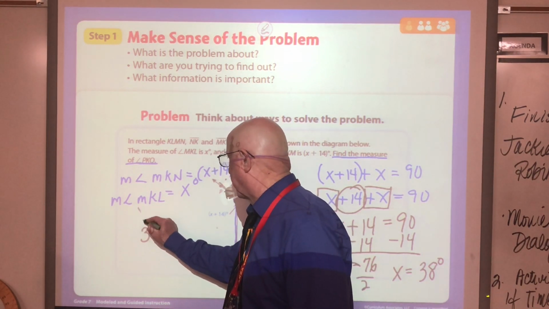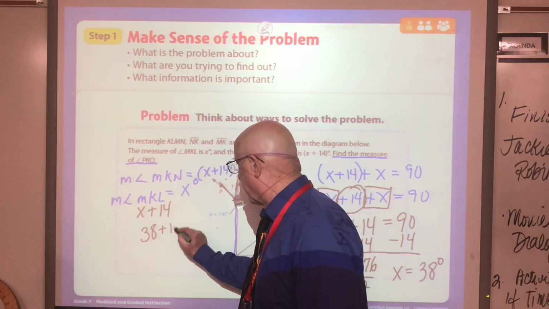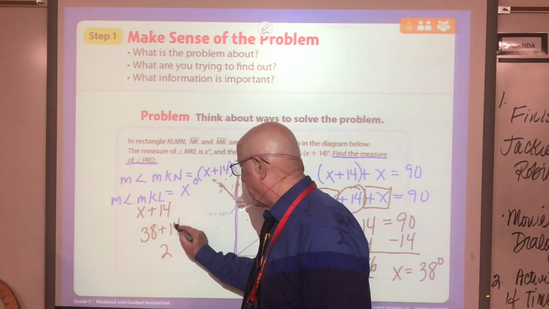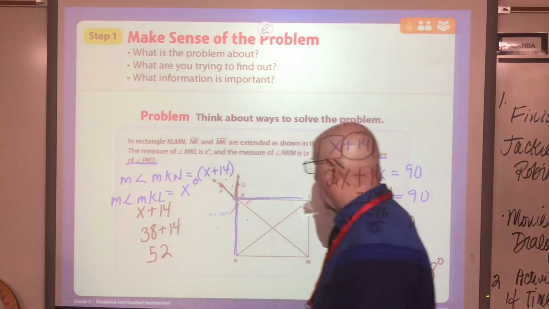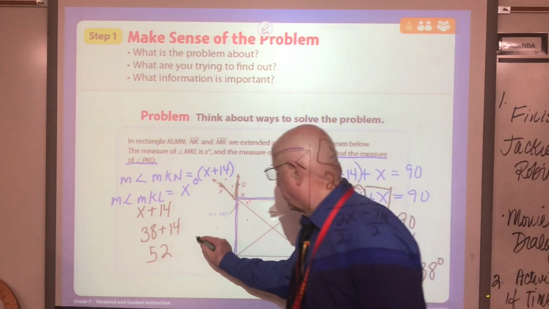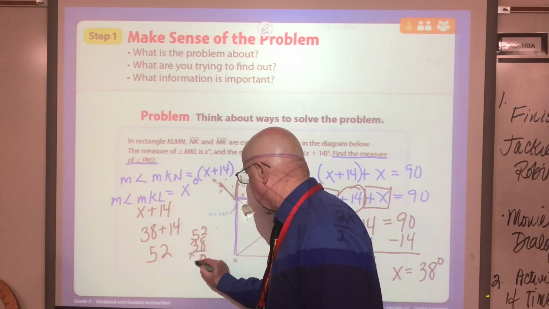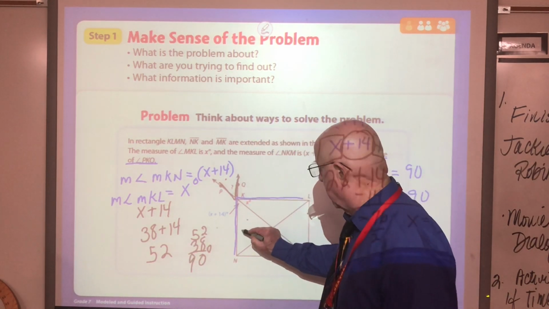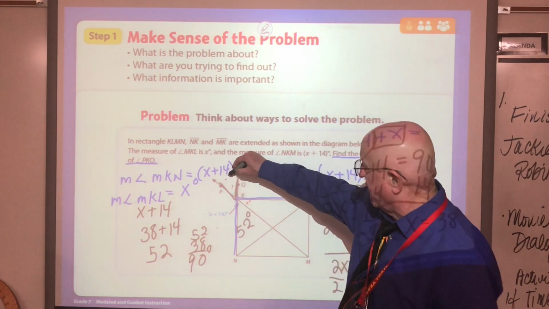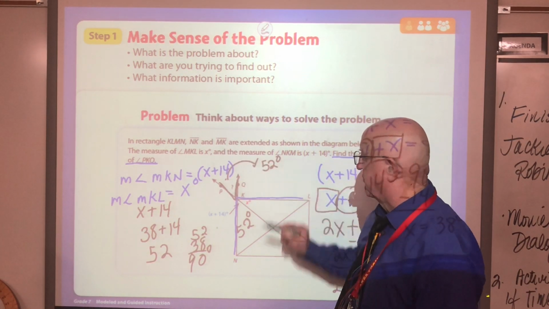So we have X plus 14, right? And we're going to say 38 plus 14. If we add those two together, 8 and 4 is 12, 3 and 1 is 4, and then we get 52. So 52 plus 38 should equal 90. So let's check that out. 52 plus 38, we get 0, and we get 90. So this angle here is 52 degrees, and because this is a vertical angle, then it will also have the same measure of 52 degrees.